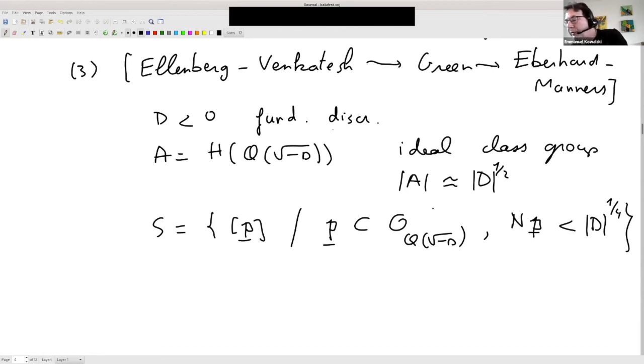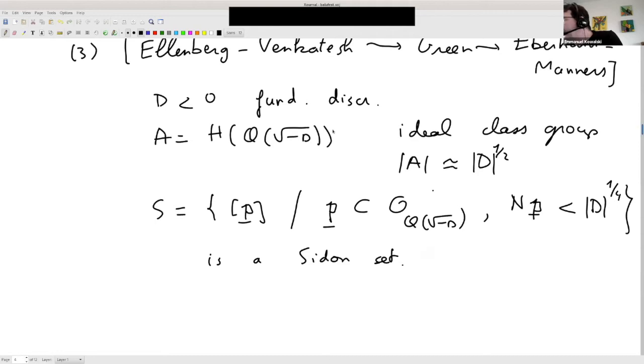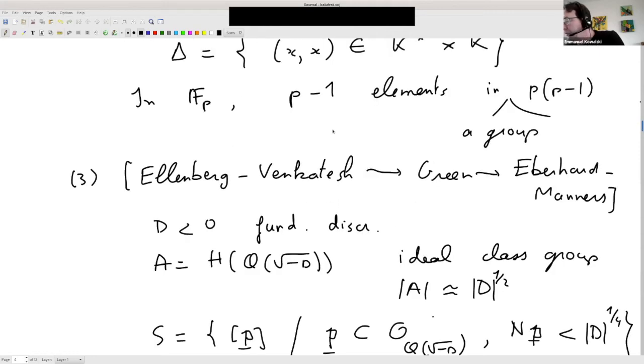So the usual computation, which says that the norm of an element cannot be less than D unless the imaginary part, the B in A plus B square root of D, is 0, will show that this in fact is a Sidon set. Okay. And in terms of size, under GRH at least, it's fairly close to D to the 1/4, and therefore is also relatively good as far as the size of Sidon sets can be concerned.